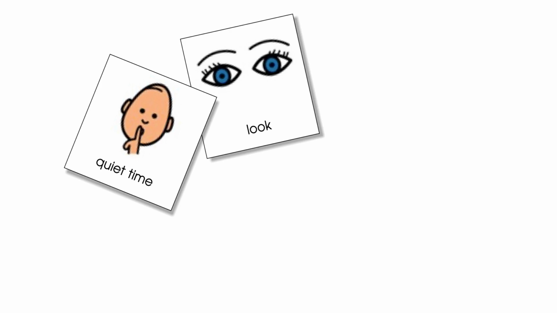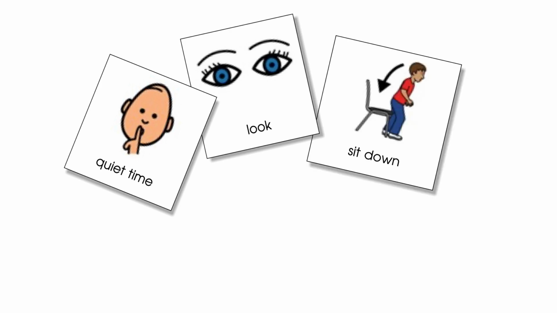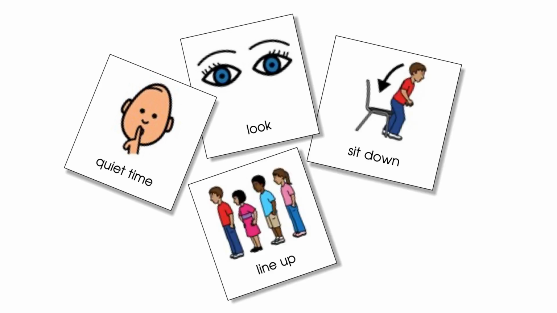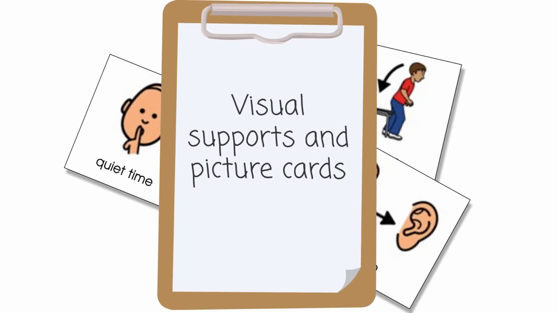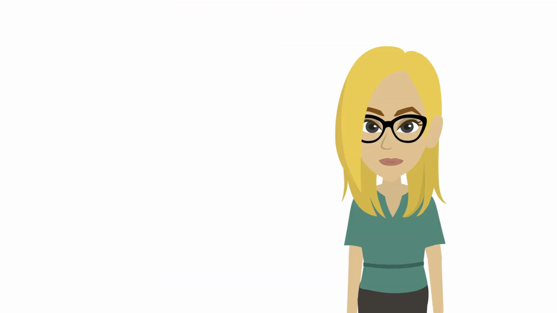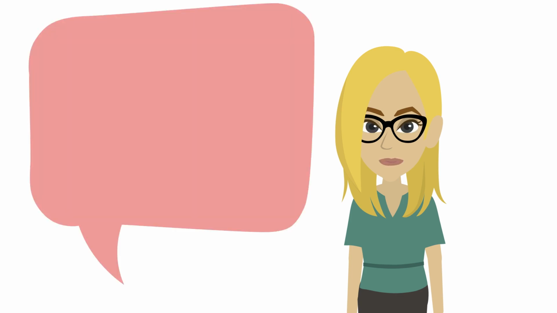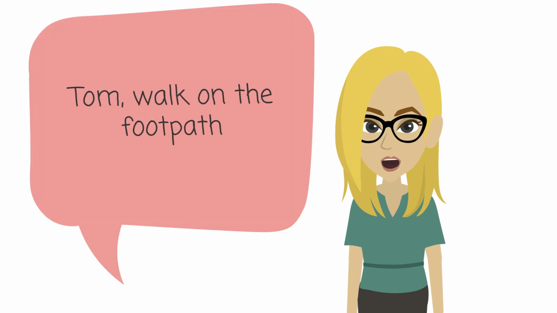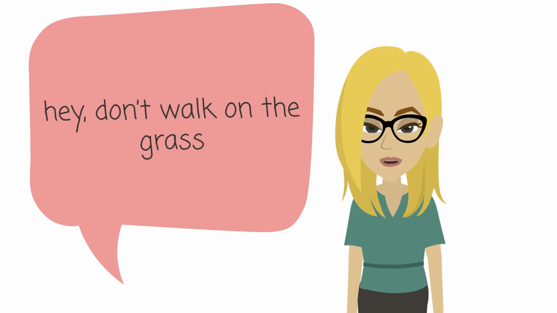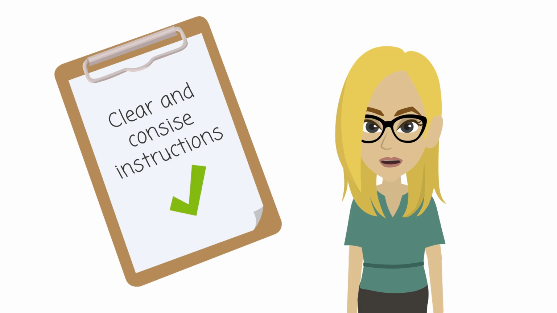Alternative communication systems such as signs and picture cards can assist in getting your verbal message across to our autistic learners. Use the student's name and use positive and explicit language when giving instructions such as, "Tom, walk on the footpath," instead of, "Hey, don't walk on the grass." And try and keep your communications clear and concise.